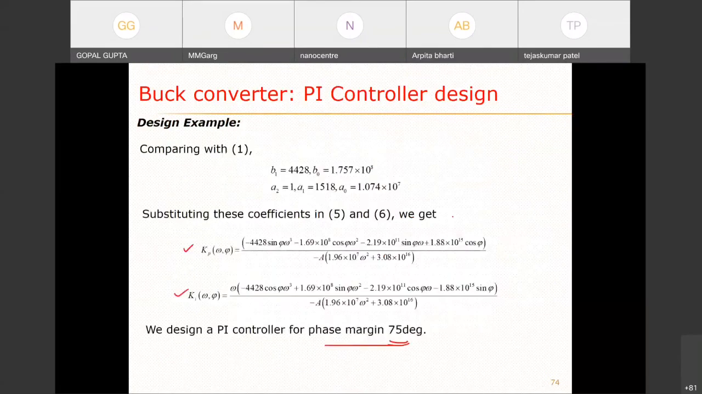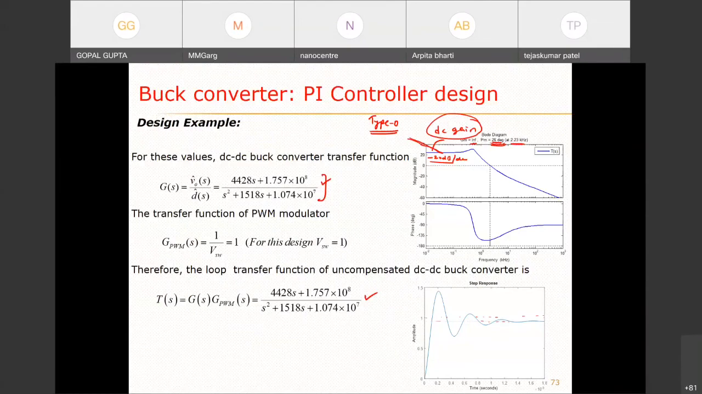But for the compensated system, the crossover frequency has been reduced to somewhere around 55 hertz, right? So the crossover frequency has reduced. That's why, because frequency has reduced, time has increased. So this system has become sluggish, or settling time has increased. But there is no way around it. If we are using a single PI controller, then this will happen.